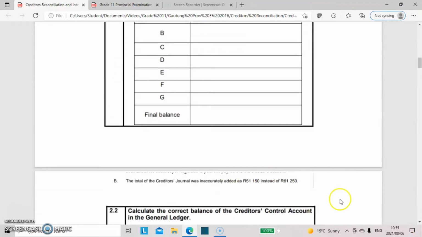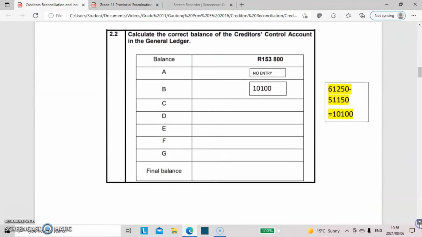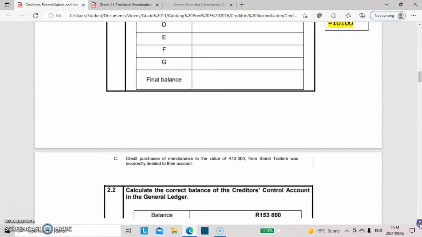The total of the creditors journal was inaccurately added as 51,150 instead of 61,250. Okay, so our creditors journal is understated, okay? So we have to increase it. So to increase it, we're going to work out the difference between these two amounts and put it in our creditors control account. Like this. Work out the difference, put it in your creditors control account. Nothing's going to happen in the creditors list with this one.